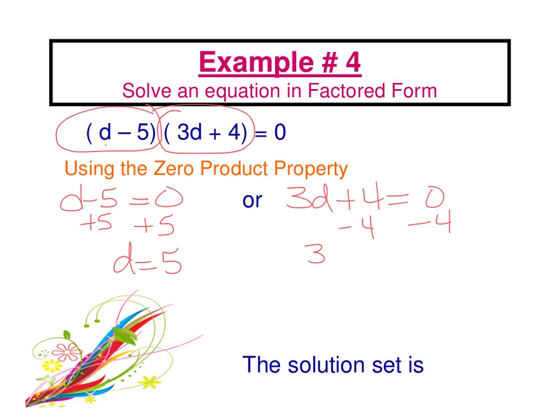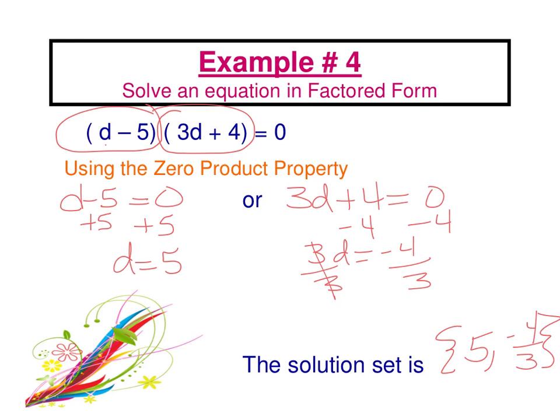Two-step equation, 3d equals -4, d equals -4 divided by 3. So my two answers, the solution set is either 5 or -4/3. There's two solutions because we have two variables up there, two d's. So one solution is 5 and one solution is -4/3.